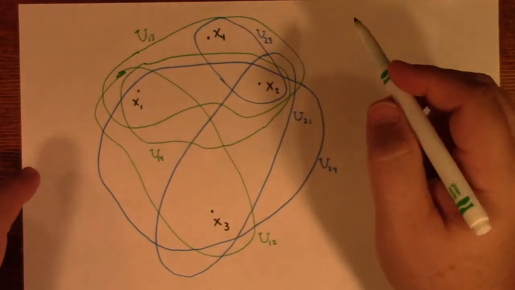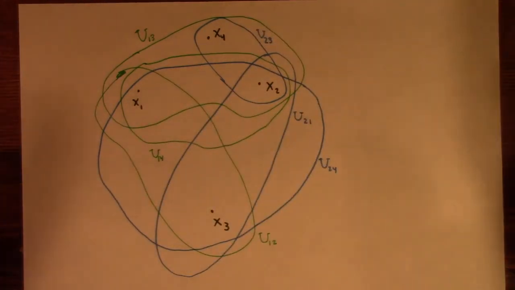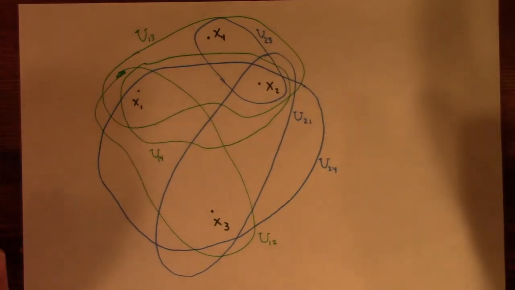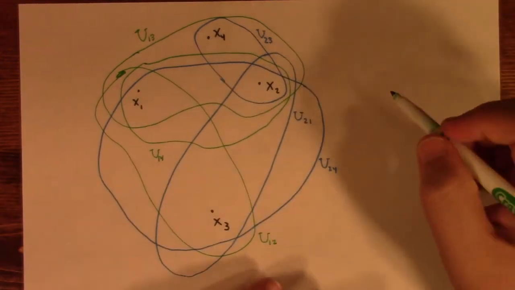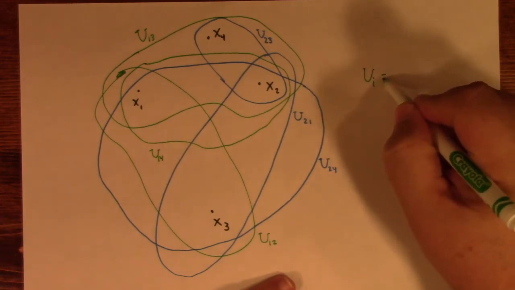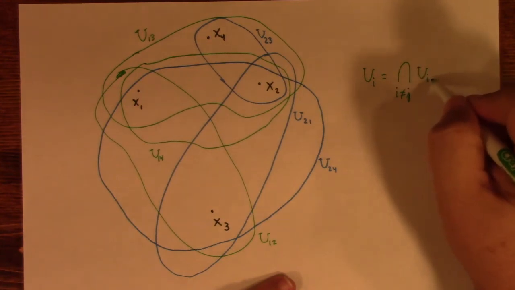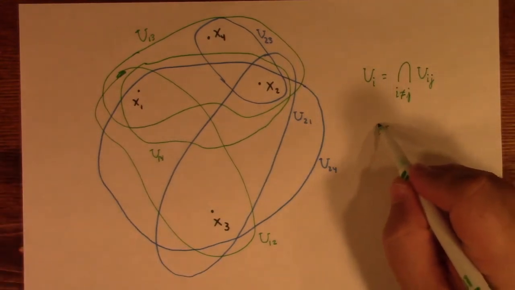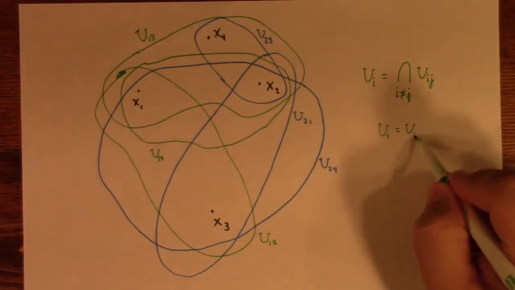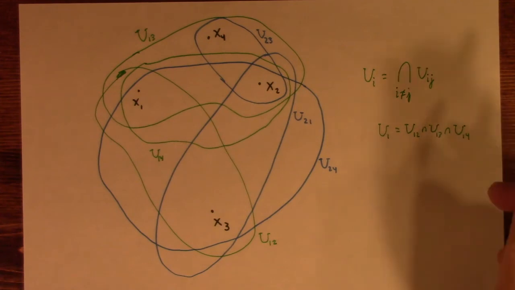All right, so you have n minus 1 of these sets containing the particular points involved, and then what he does is he forms the intersection. He defines U_i as equal to the intersection over i not equal to j of U_ij. For example, U1 would be U12 intersect U13 intersect U14 in my example here.